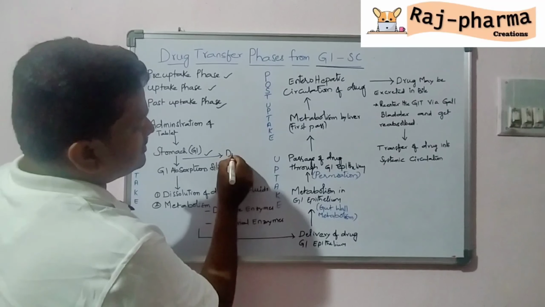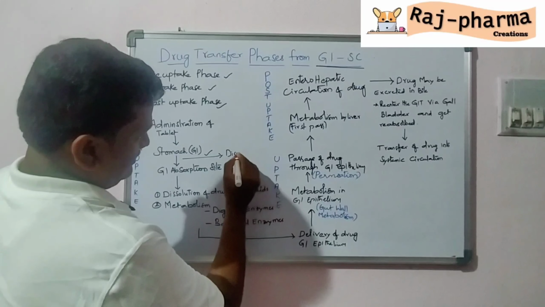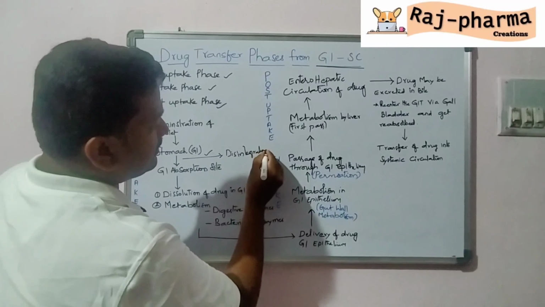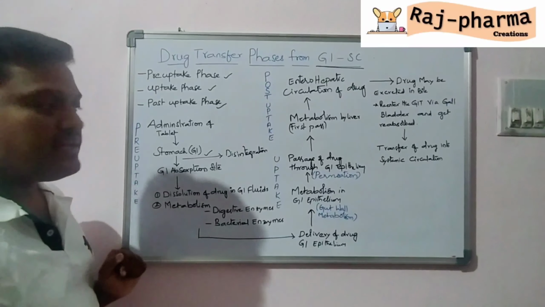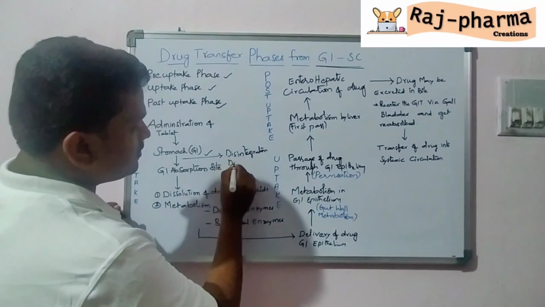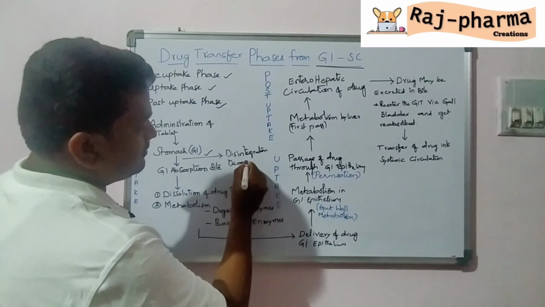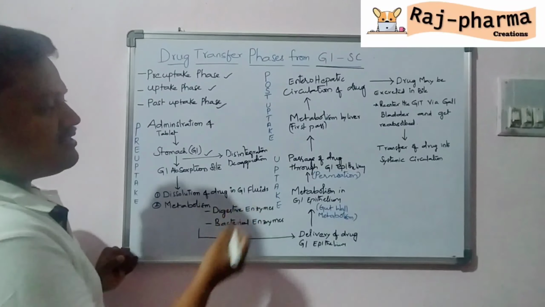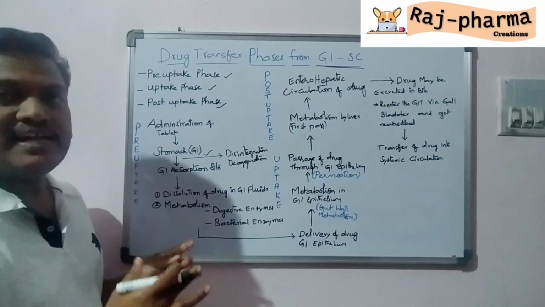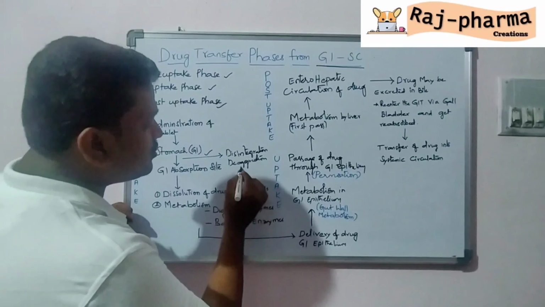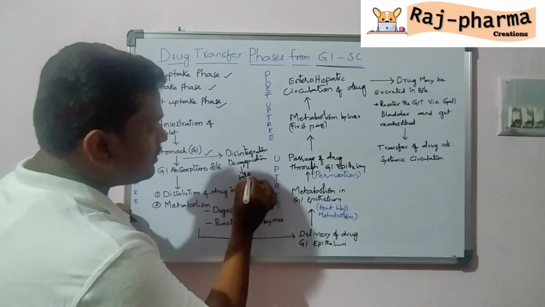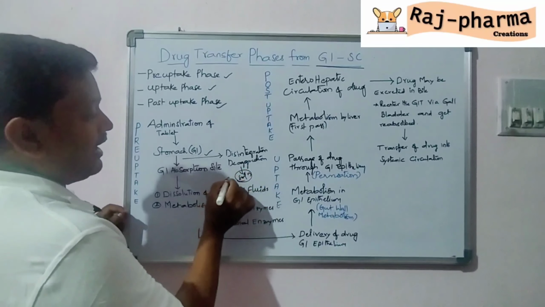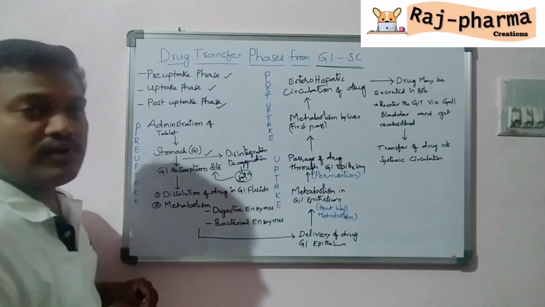What happens here is disintegration. The tablet will be disintegrated, and we can simply call it deaggregation also. What happens when the tablet gets disintegrated? It will be converted into a solution. So this solution enters at the site of absorption.